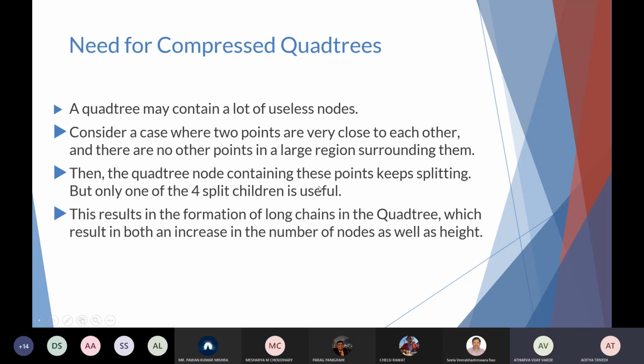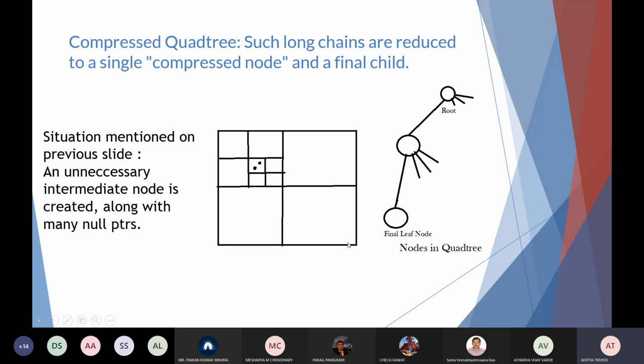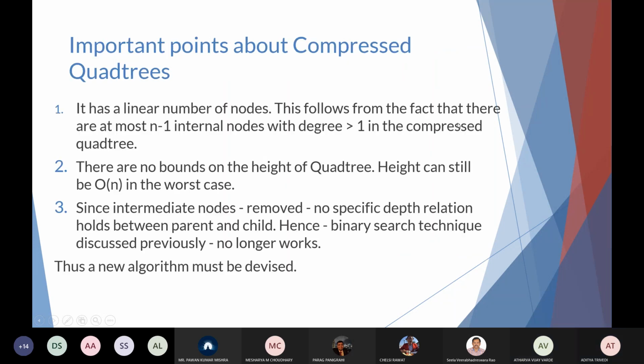What this does is that it causes long chains, which increase both the number of nodes as well as the height. So you can see this tree, which is for the following space. You have a root. You have three useless children. Then we have one useful child, who again has three useless children and one useful child. Now, what we do in a compressed quadtree is that this whole chain is reduced to a single compressed node. So we'll have a root and then the child. We won't have any intermediate nodes, and we won't have these useless null pointers.